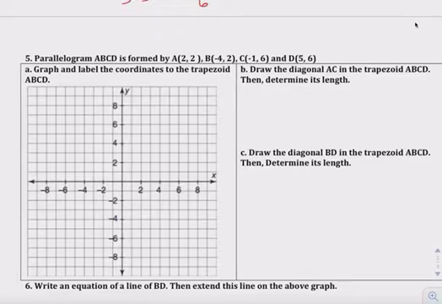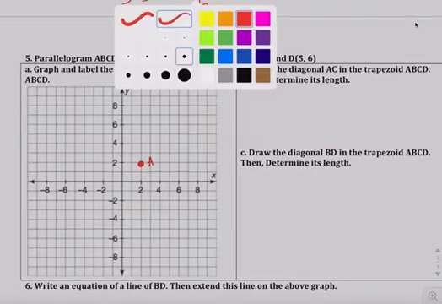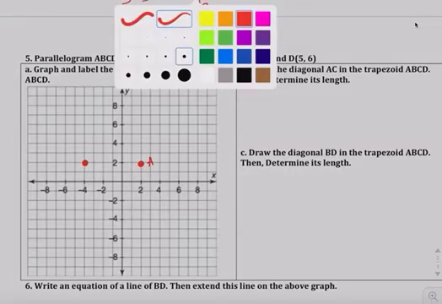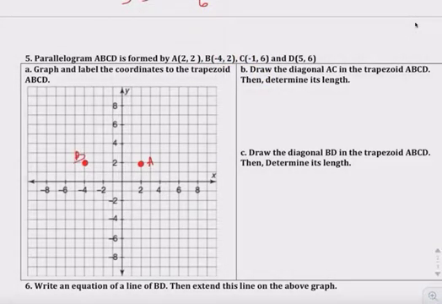Okay, this next one, the parallelogram, is at 2, 2. Put A for that one. Next one is -4, 2. Put B for that one. -1, 6. -1, 6. 5, 6. CD.